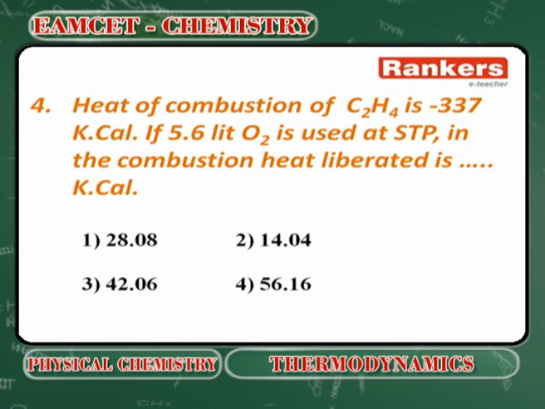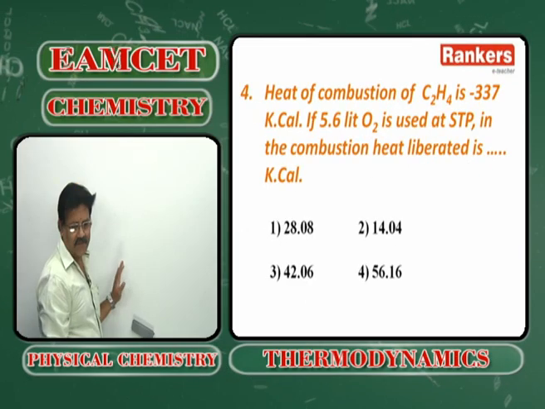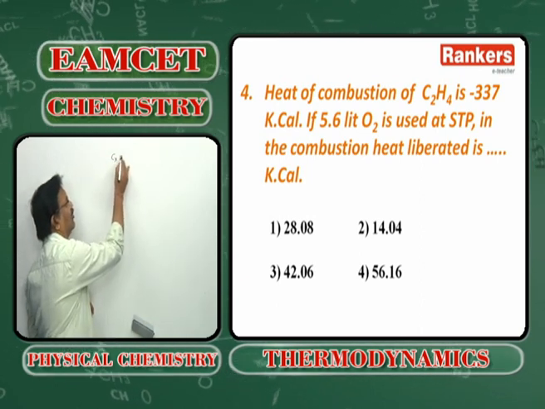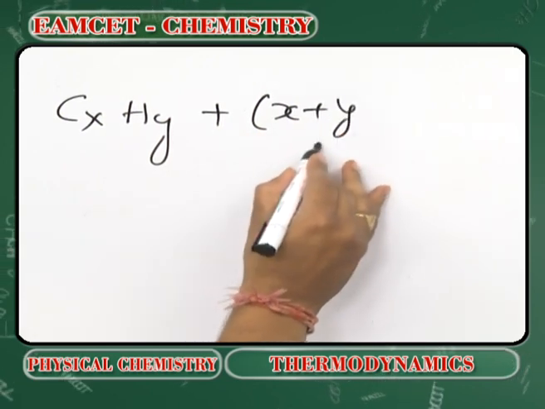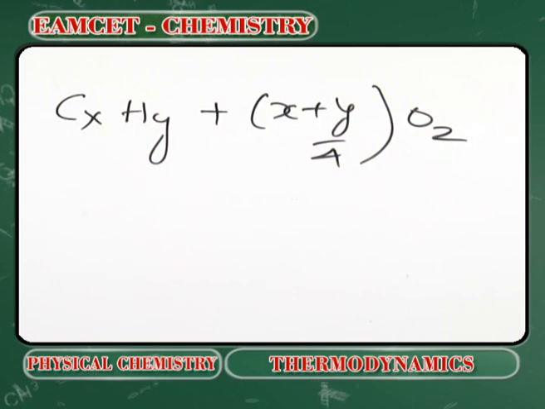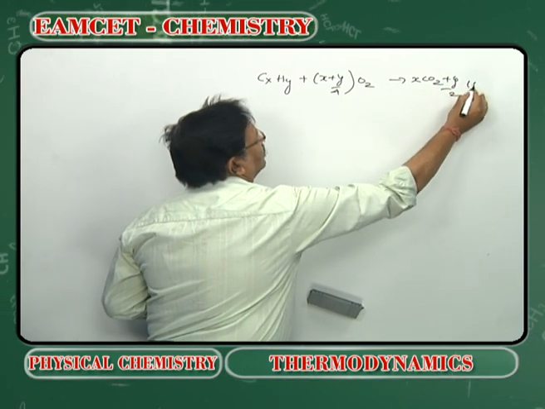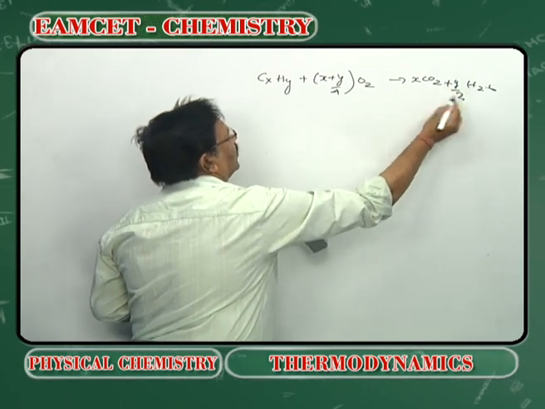Next. Heat of combustion of ethylene is minus 337 kilocalories. If 5.6 liters of oxygen is used at STP in the combustion, what is the heat liberated? What is the general equation? General equation for the heat of combustion of the hydrocarbons: CxHy plus (x plus y/4) O2 gives x CO2 plus y/2 H2O. This is the general equation for the combustion of the hydrocarbons.